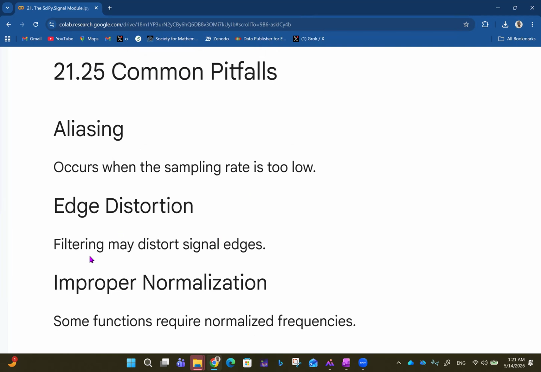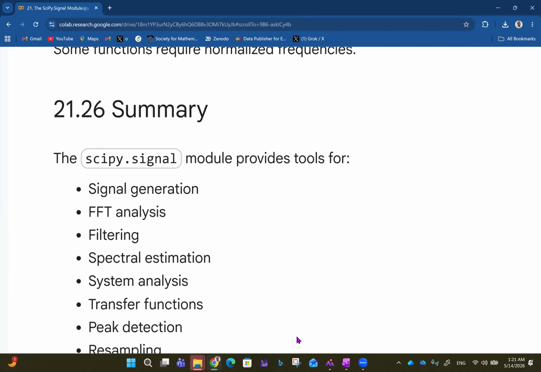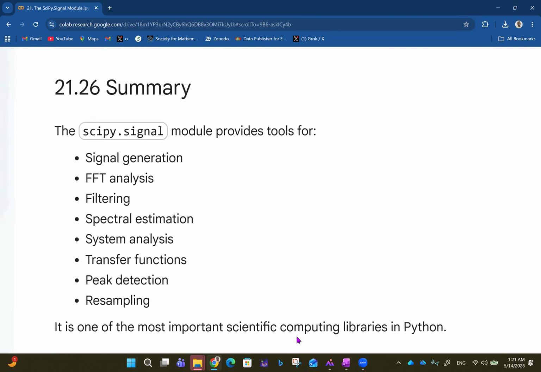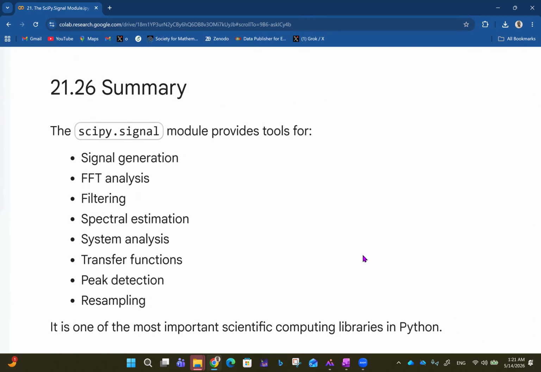Then for edge detection, filtering may distort signal edges, and there is improper normalization. Some functions require normalized frequencies. In summary, we see that the SciPy.Signal module provides tools for signal generation, FFT analysis, filtering, spectral estimation, system analysis, transfer functions, peak detection, and resampling. It is one of the most important scientific computing libraries in Python.